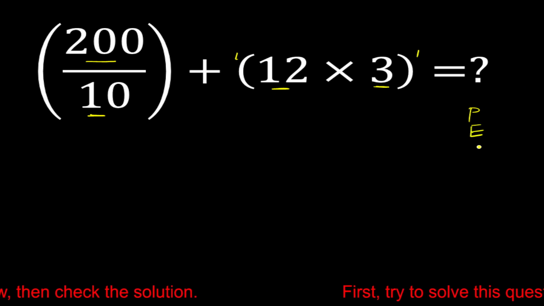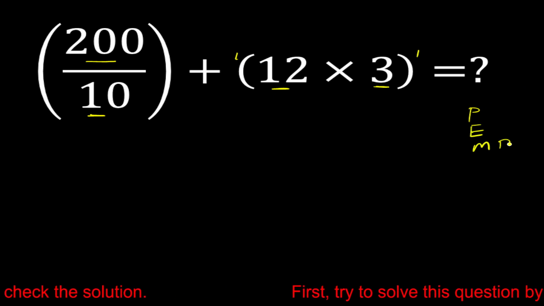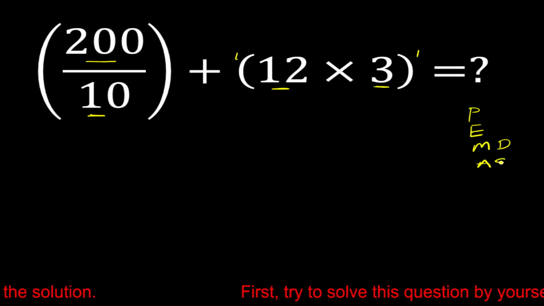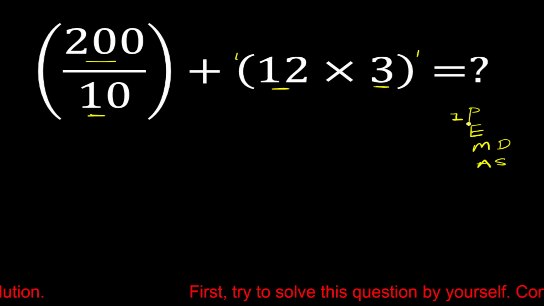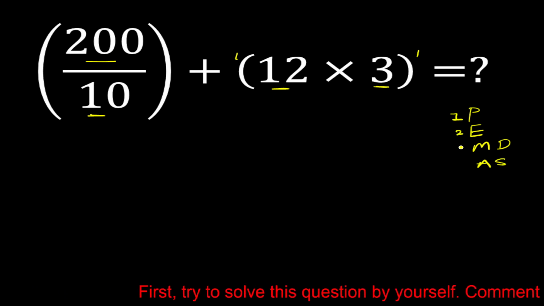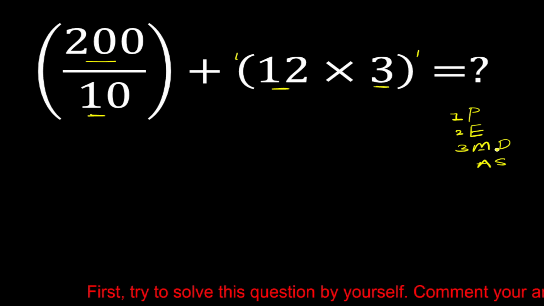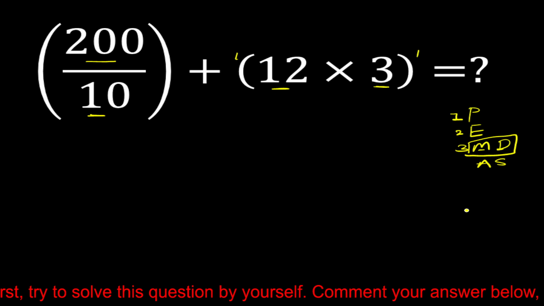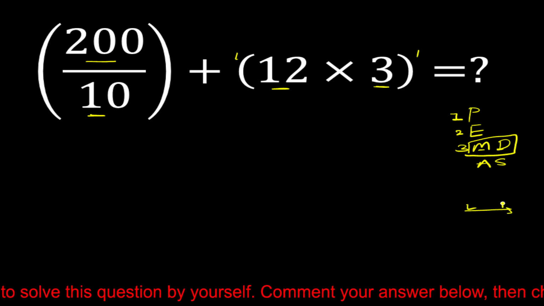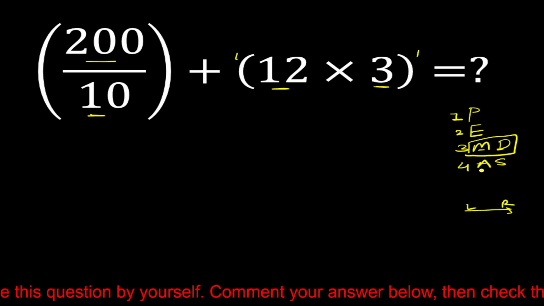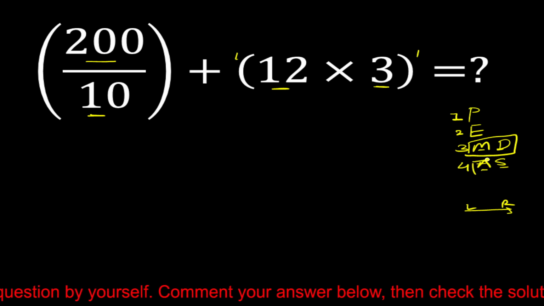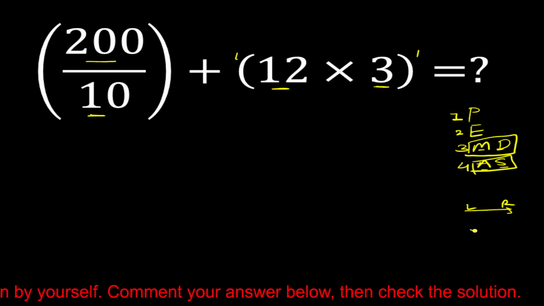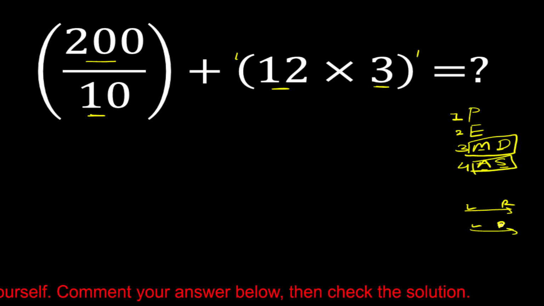P E M D A S. According to PEMDAS, first priority is parenthesis, second priority is exponents, third priority is multiplication and division. Here multiplication and division both have equal priority, so we have to solve it from left to right. Fourth and last priority is addition and subtraction. Also addition and subtraction both have equal priority, so we have to solve it from left to right.